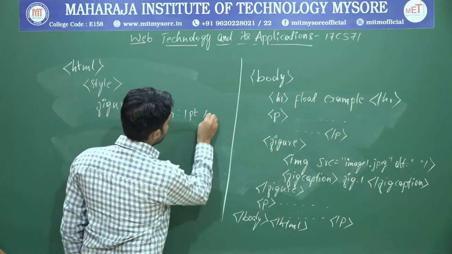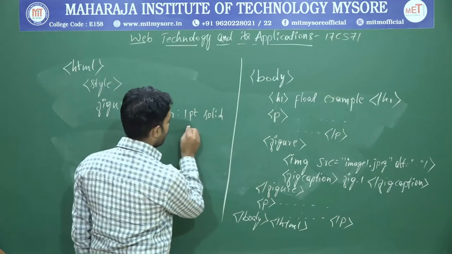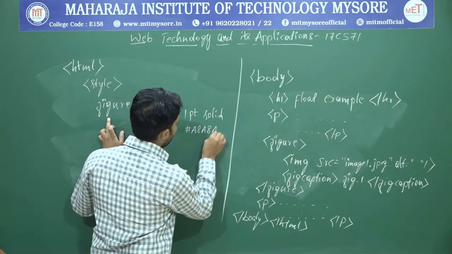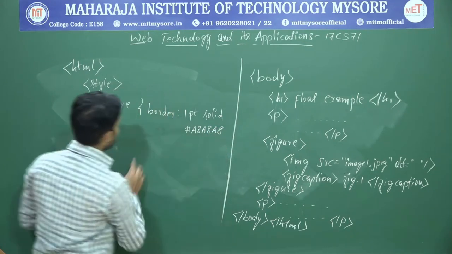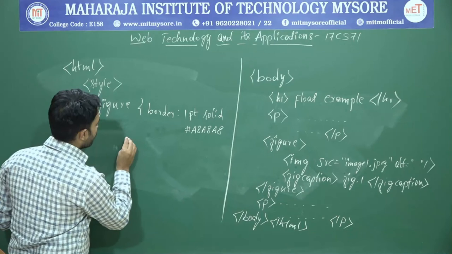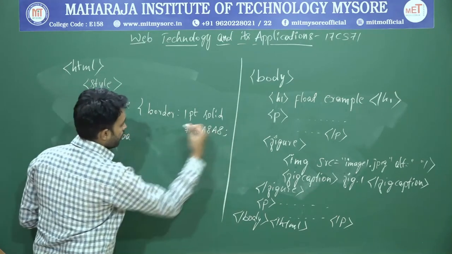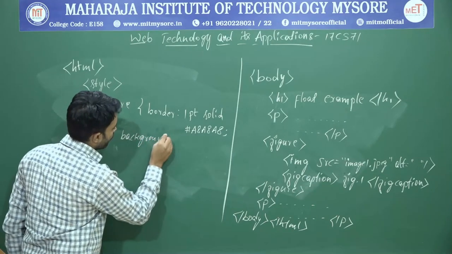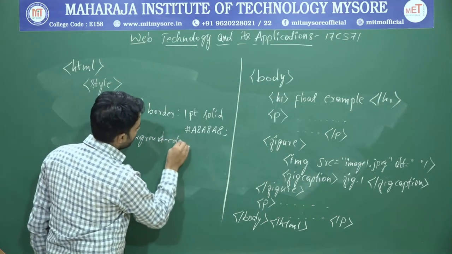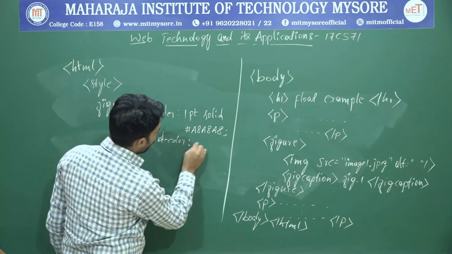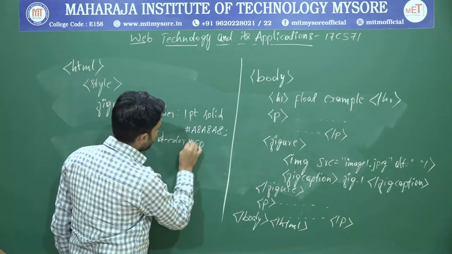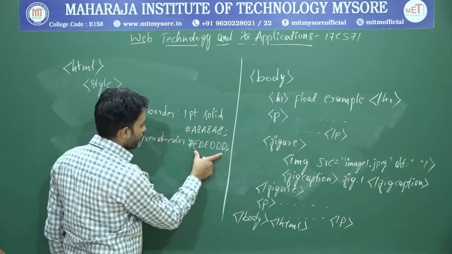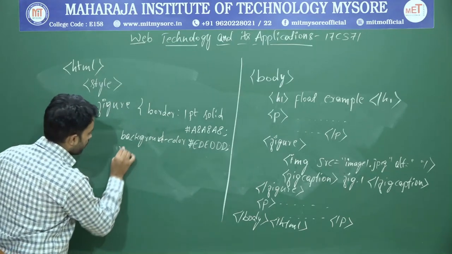1 point solid, and here I will write, it's a continuation of this, A8 A8 A8, which is nothing but the color code. Okay, so border color. Next I have to put a semicolon. So background color, again colon, so hash ed dt. Okay, so this is the color code.